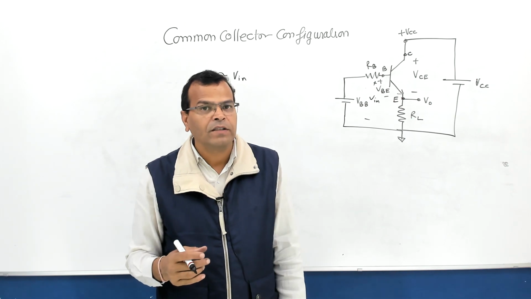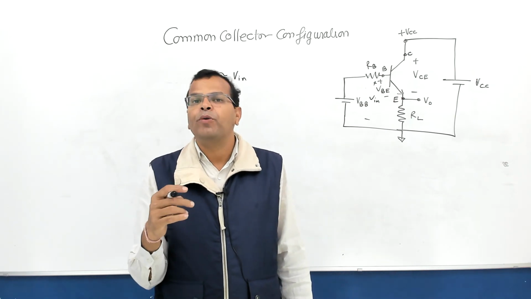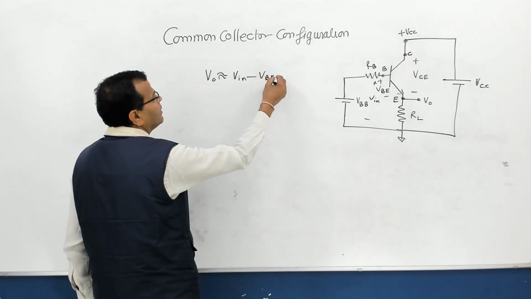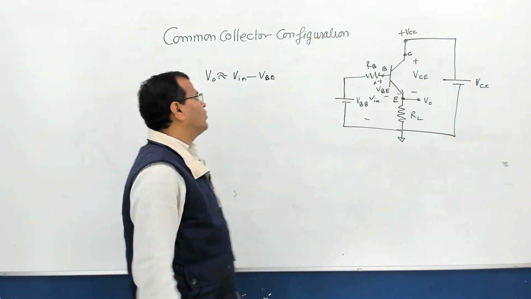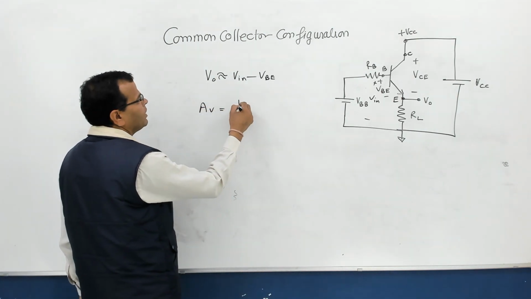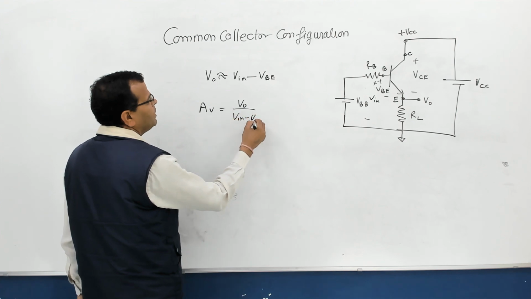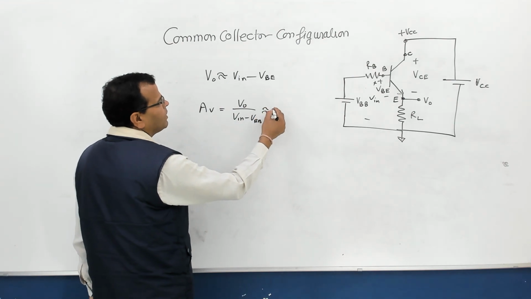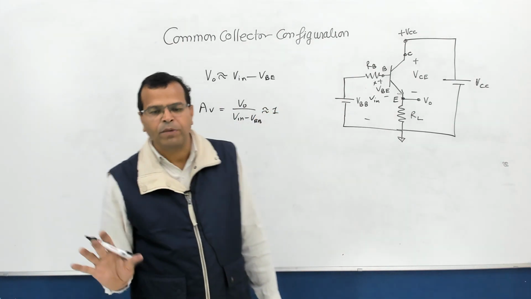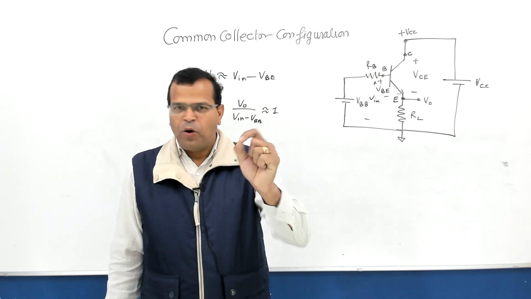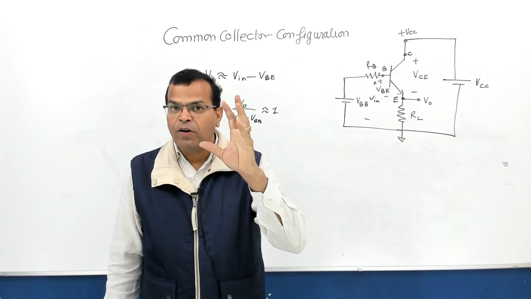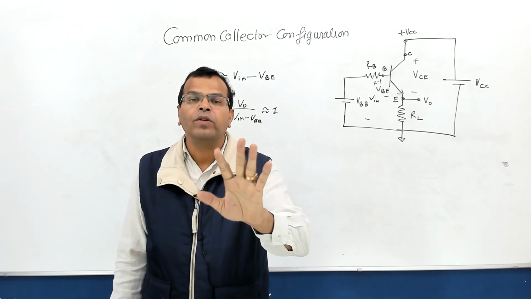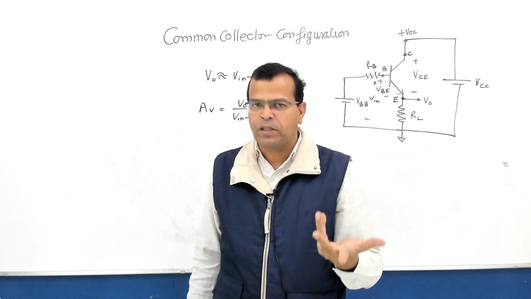What is the advantage of that? If output voltage is approximately the same as input, although it is not the same, it is minus VBE. So what will be the voltage gain? Voltage gain is approximately V0 upon V in, minus VBE. It is hardly 0.7 volt, and the gain is approximately equal to 1. That's what I am saying. A common collector configuration has a voltage gain approximately equal to unity, but it is not unity, it is less than unity, maybe of the order of 0.9.